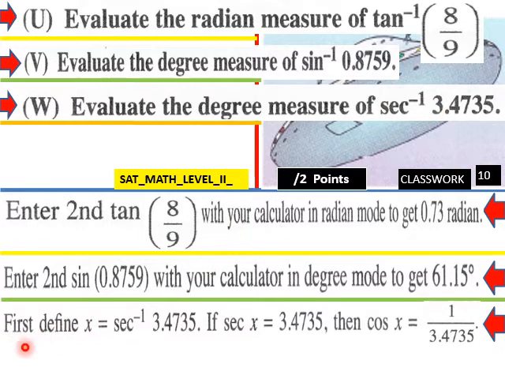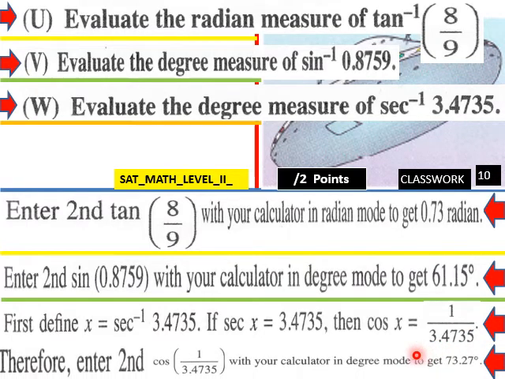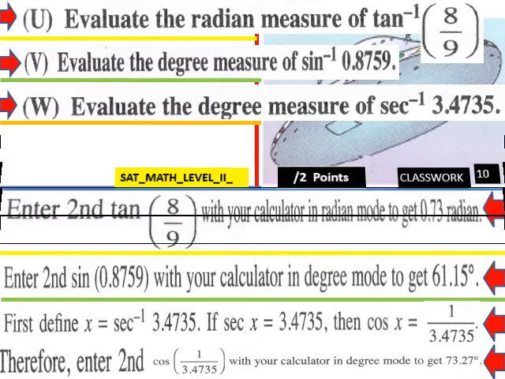And then for W, evaluate the degree measure of inverse secant 3.4735. First define x equals inverse secant 3.4735. If secant x equals 3.4735, then cosine x would equal 1 over 3.4735. Therefore, enter second cosine 1 over 3.4735 with your calculator in degree mode to get 73.27 degrees.